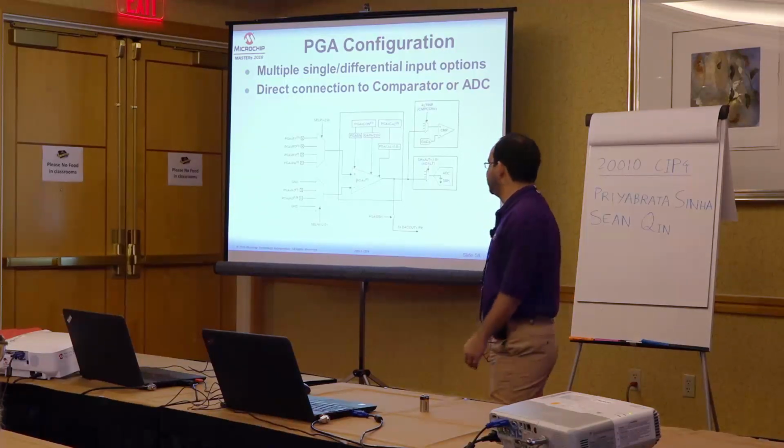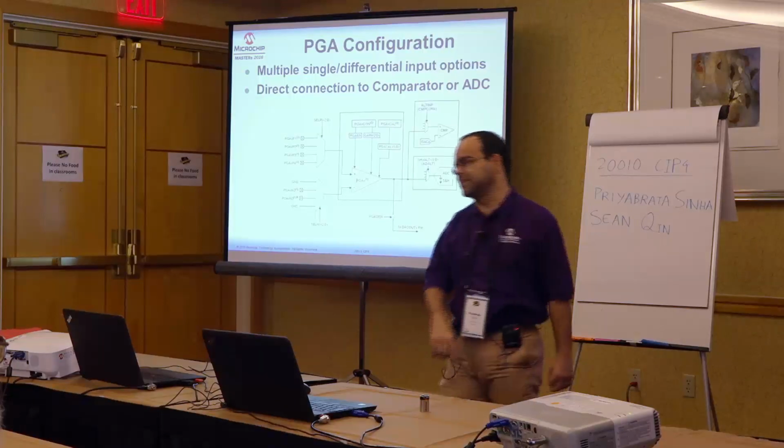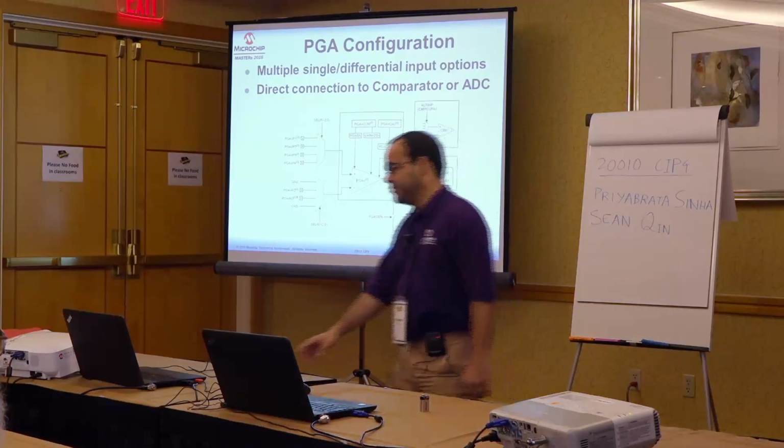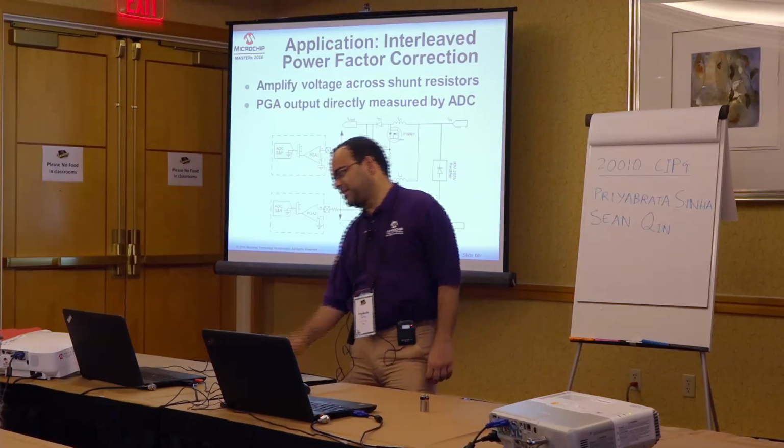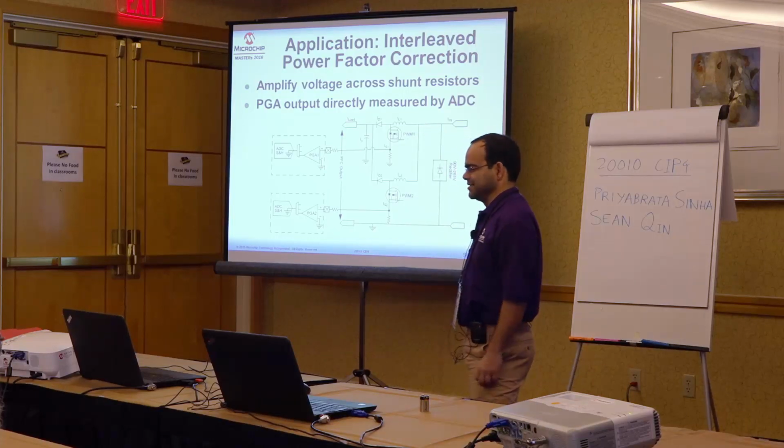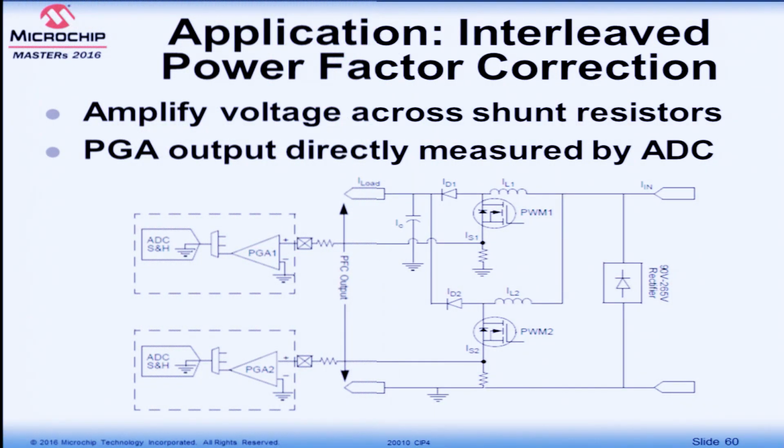Similarly, it can also be internally used as an ADC input signal, and we will see why that is useful. For example, in this application scenario where you are performing interleaved power factor correction, you would need to measure the phase currents across shunt resistors, and those are very small valued currents. So typically you need to amplify it quite a bit, and then it is directly routed to the ADC input.